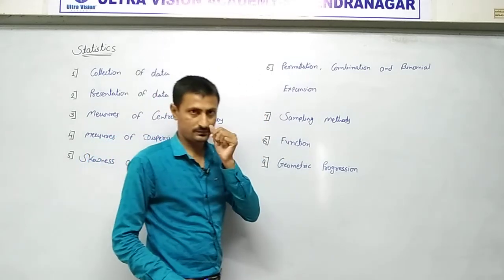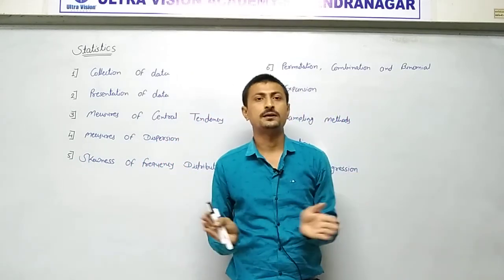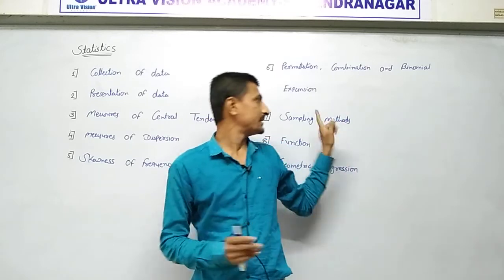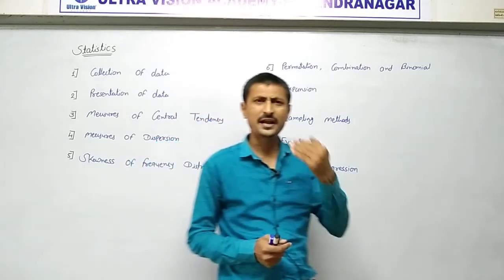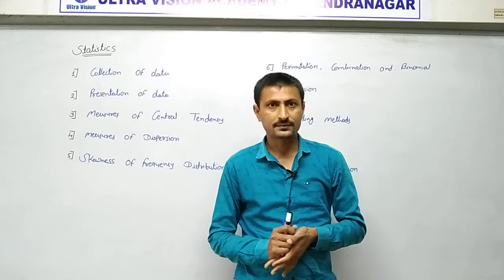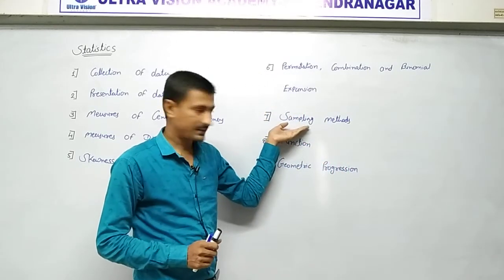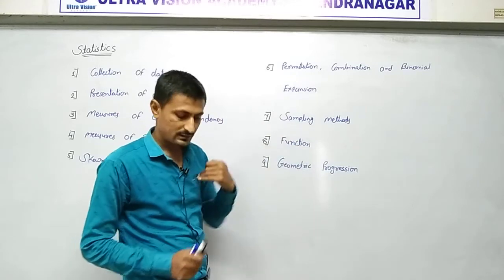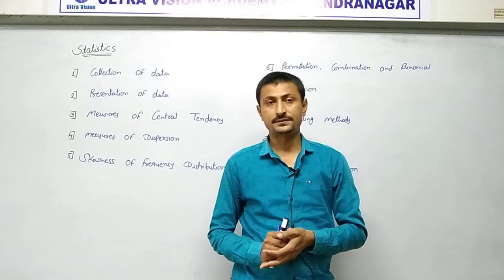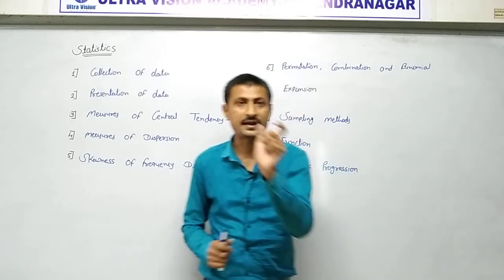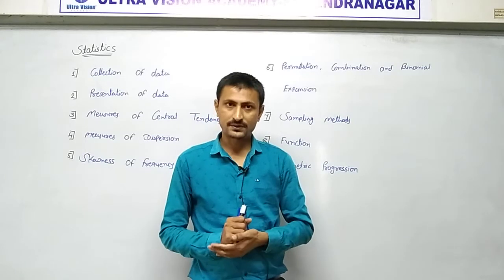Sampling methods: different types of sample selection methods, various methods. In this chapter we study sampling methods, such as lottery method and random number table method, classified into two types. Then functions, which were also studied previously. Set A and set B. Types of functions are studied in this chapter.